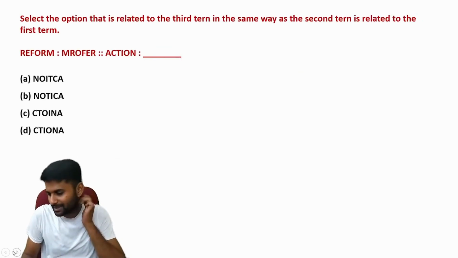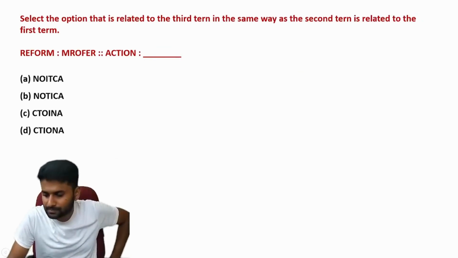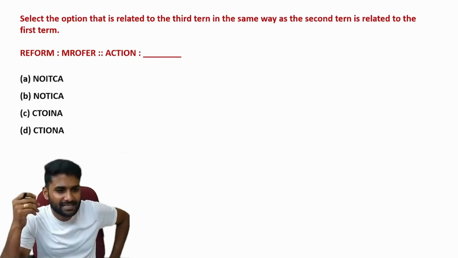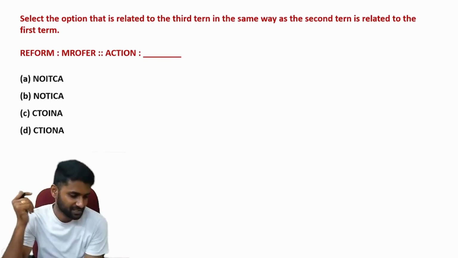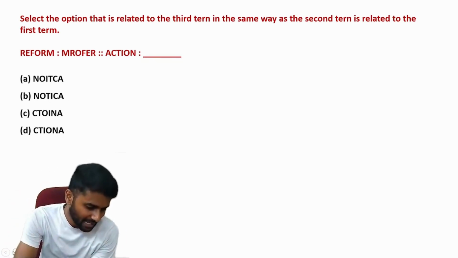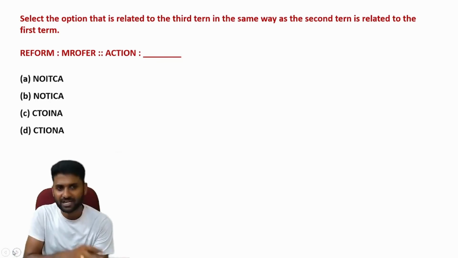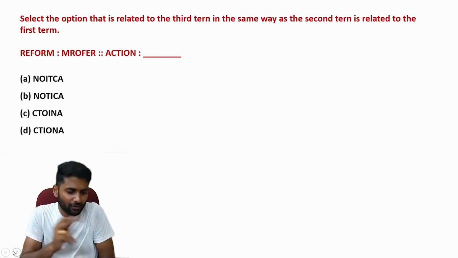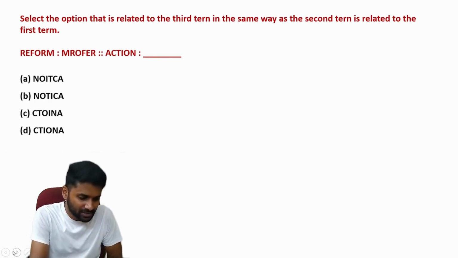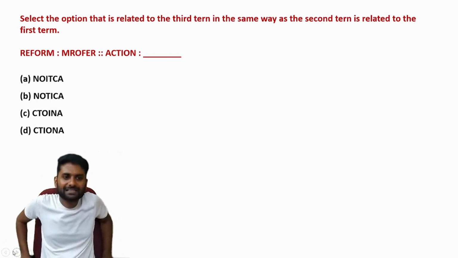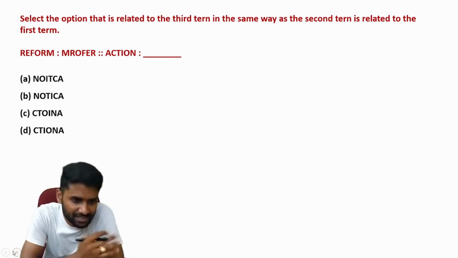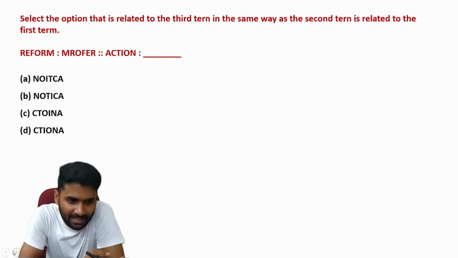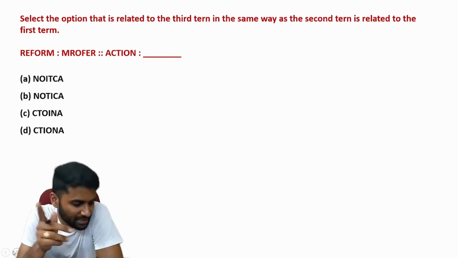Next one. Again, an analogy related question. Reform is coded as MROFER. How is action represented? Guys, I told you in my last session also, if you see the same letters repeated on the other side, they follow a jumbled order. If you see completely different letters, they follow a sequence order. So check with the series method or the jumbled method. If you see the same letters on the other side, identify how they are jumbled. If you see completely different letters, it is definitely in series order. Identify which series it is.